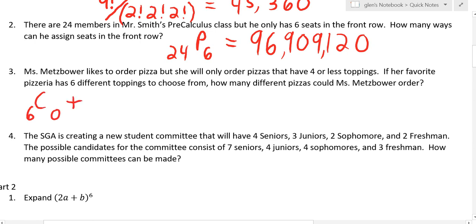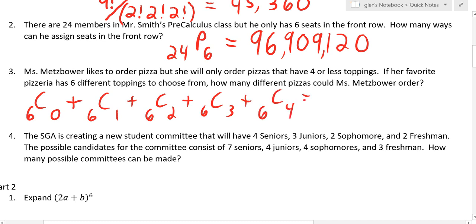Or she could get 1 topping. Well, how many ways could she do that? 6 choose 1. We're doing choose here because it doesn't matter what order she chooses them because they're all on the pizza. Or she could get 2 toppings. Or she could get 3 toppings. Or she could get 4 toppings. So that's 1 plus, let's write this out, 1 plus 6. 6 choose 2 is 15.